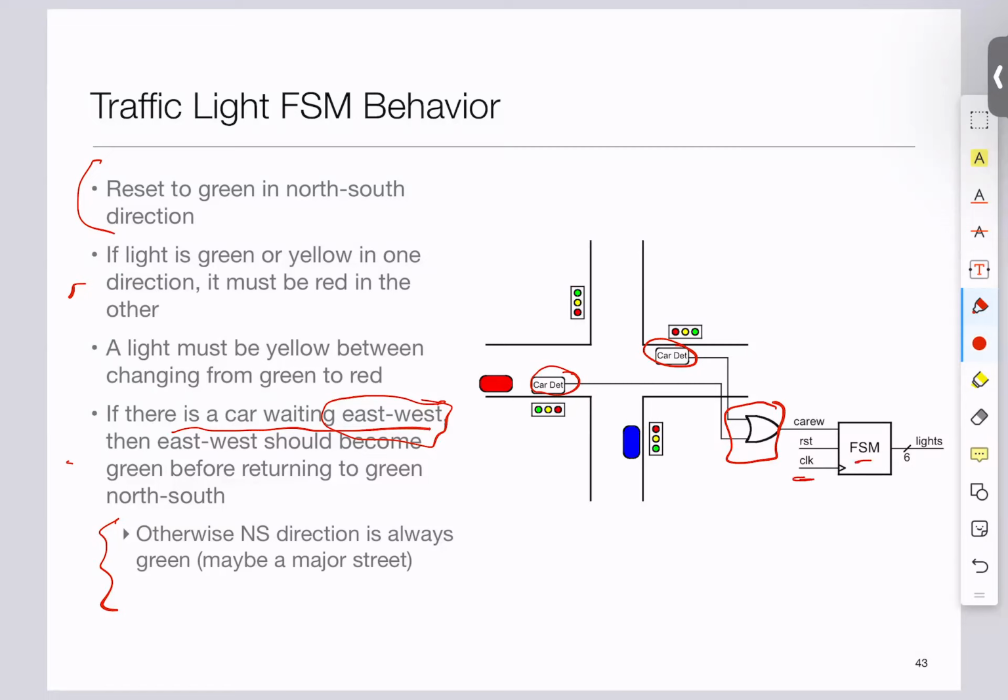There is a clock signal, there is a reset signal, and then I have to control the lights, and I have 6 lights: red, yellow, green in north-south, and red, yellow, green in east-west. So usually this is how problems are given. They are not given in truth tables or state diagrams and all. You will be given problems in this manner.